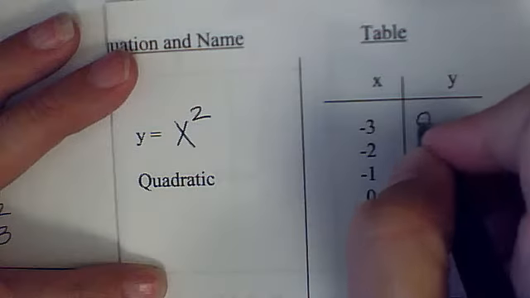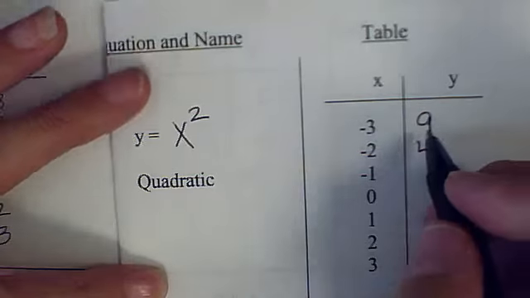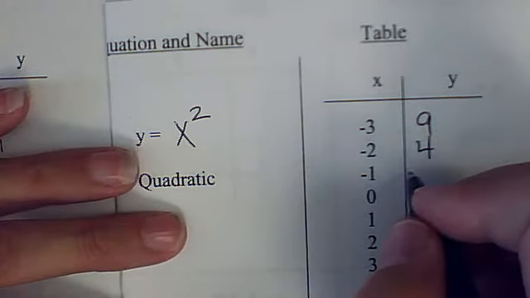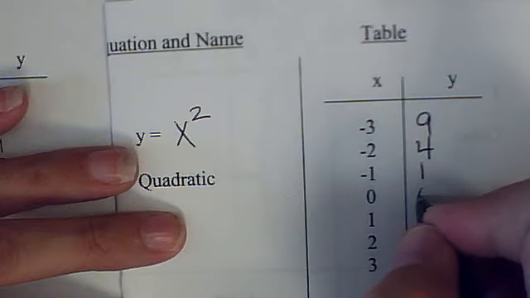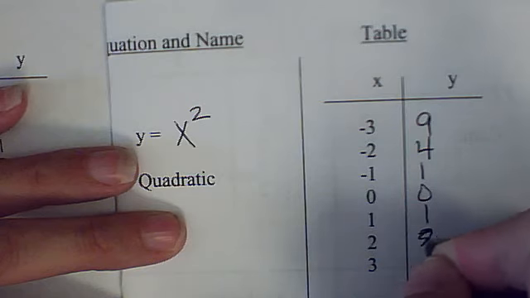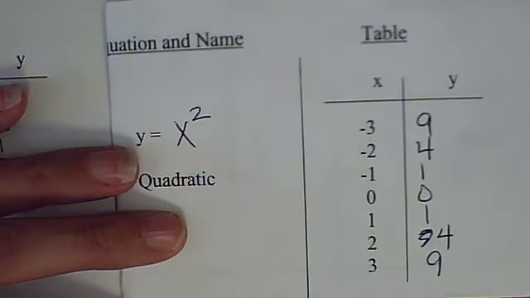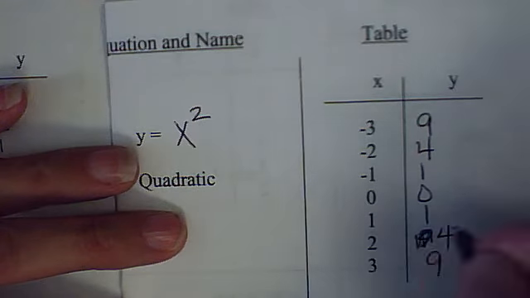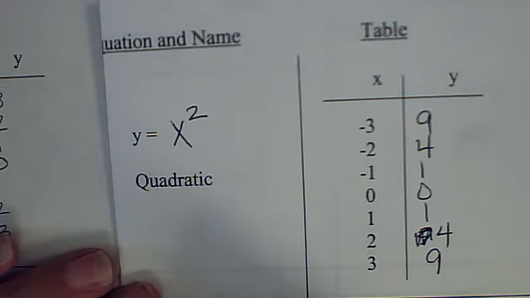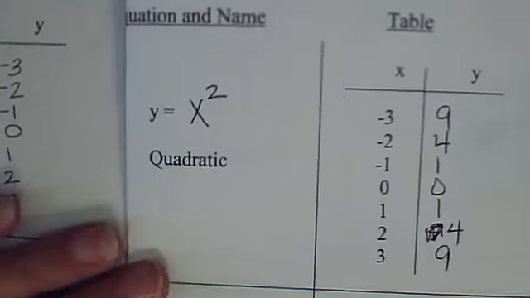For our table, when x is negative 3, y is 9, then 4, then 1, 0, 1, 4, and 9, because we're just squaring those. When we graph that, negative 3, 9, negative 2, 4, negative 1, 1, 0, 0, so when we graph it, it looks like that.